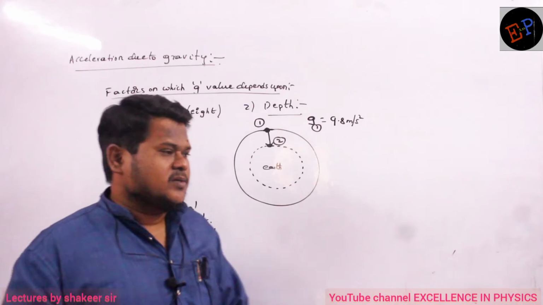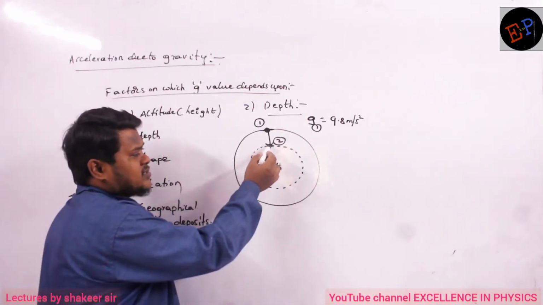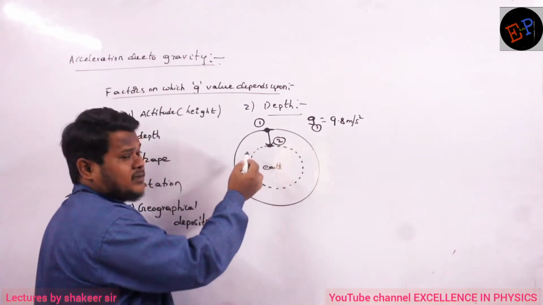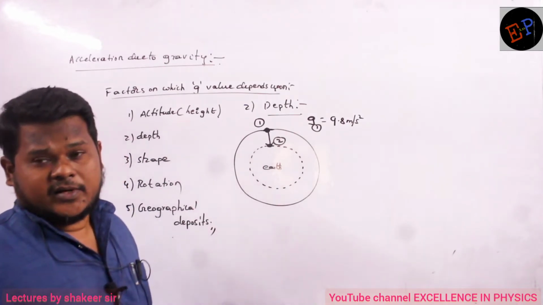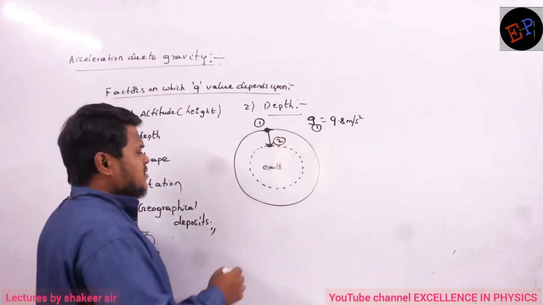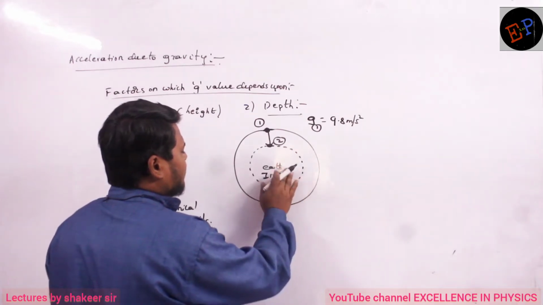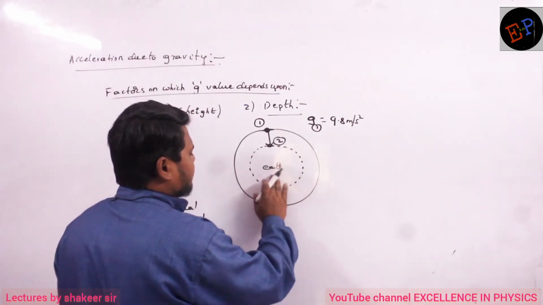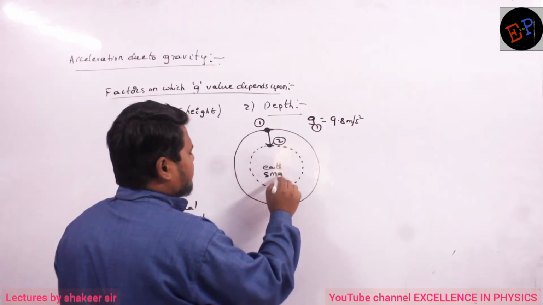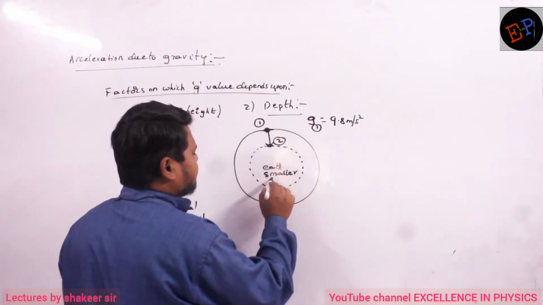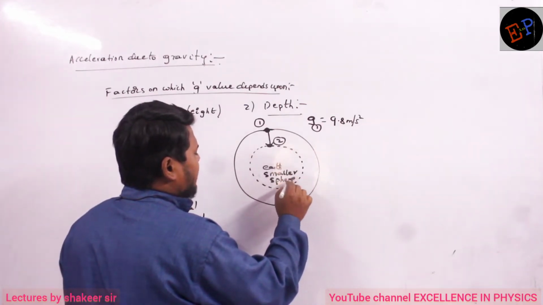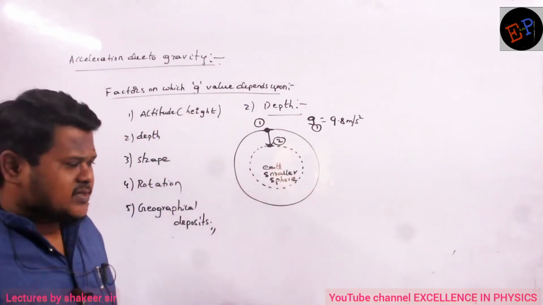Are you able to understand? So therefore, when the body reaches up to here, automatically the G value of the body reduces. So this is the inside sphere, or you can call it the smaller sphere, that is better. Calculations I am not doing, I am writing just for your understanding.